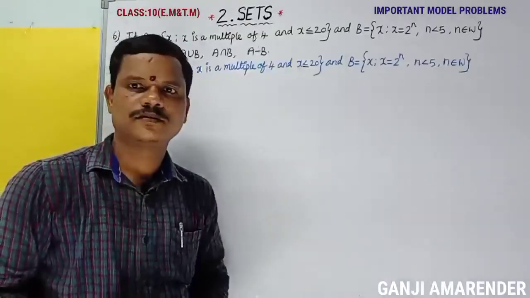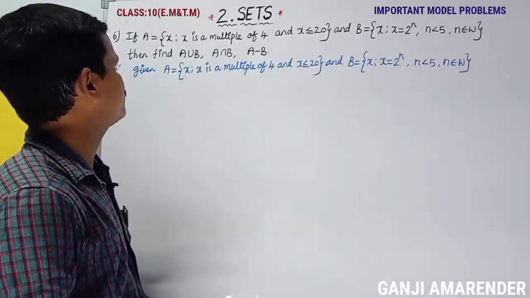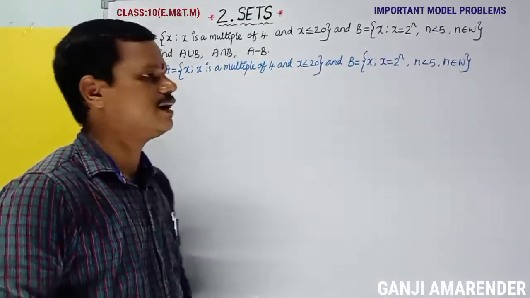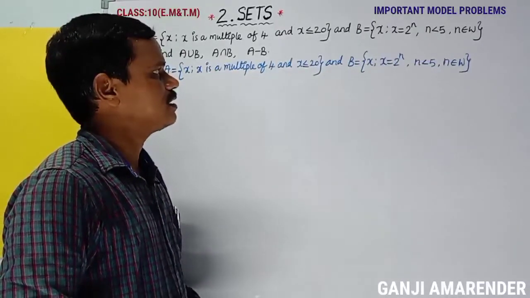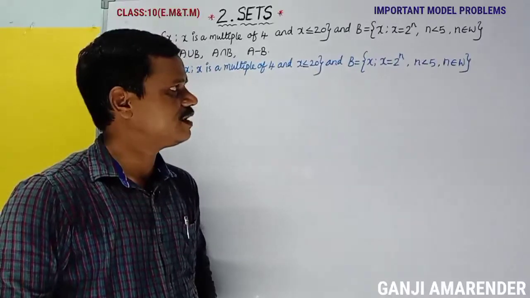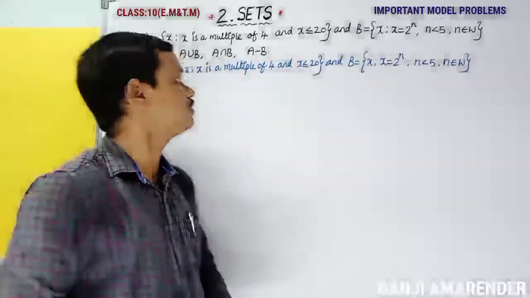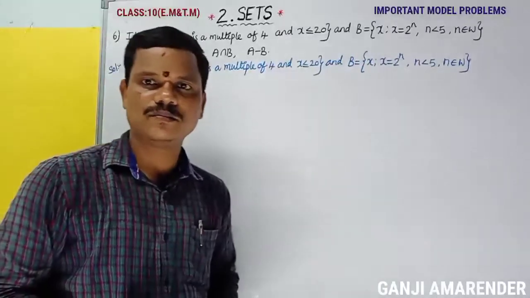Okay. 6th problem. If the set A is equal to the set of x such that x is a multiple of 4 and x is less than or equal to 20, and set B is equal to the set of x such that x is equal to 2 power n, n less than 5, n belongs to W, then find A union B, A intersection B, A minus B. Okay.